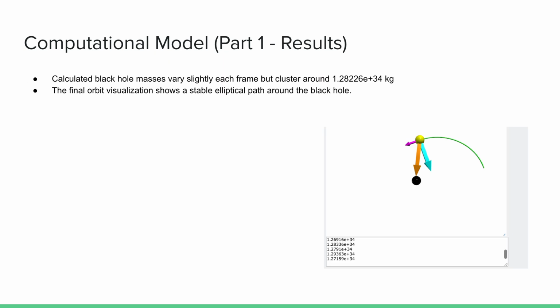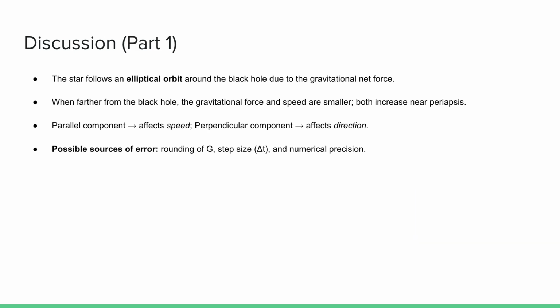These are the results of part 1. This confirms that our simulation matches the expected orbital behavior, consistent gravitational force, and conservation of angular momentum. This connects Newton's law to real orbital dynamics: the balance of changing speed and direction keeps the orbit stable. Some of the possible sources of error include the rounding of the gravitational constant, the step size, which is the delta t, and the numerical precision.